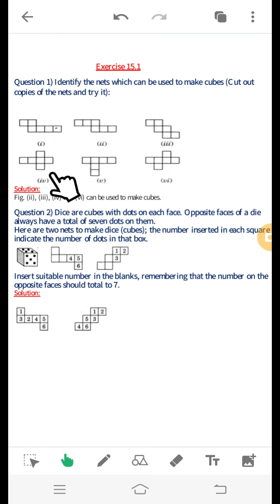So from here, the second, third, fourth and the last one can be used to make a cube.